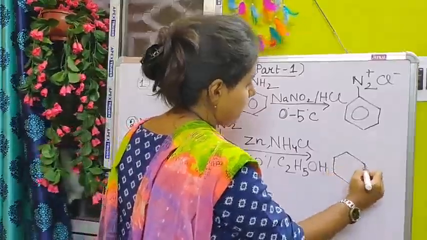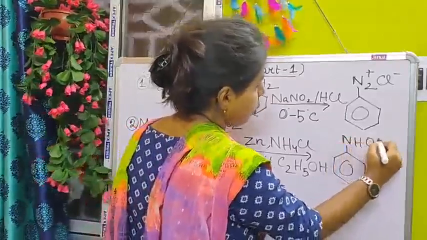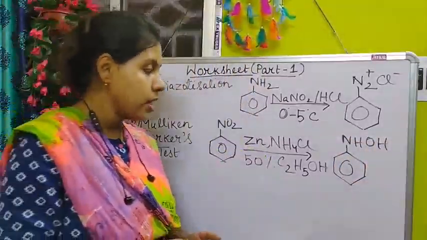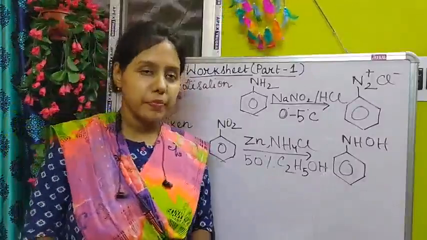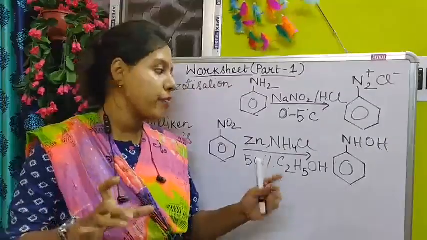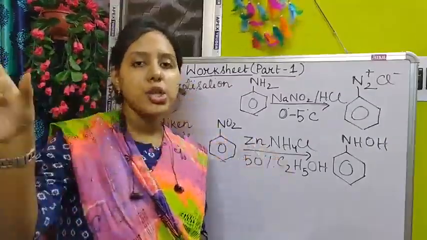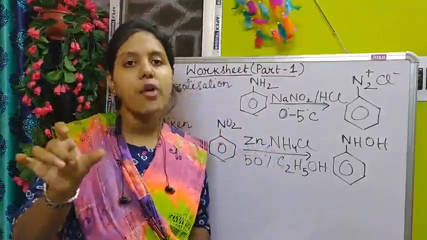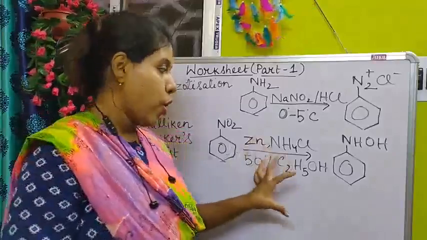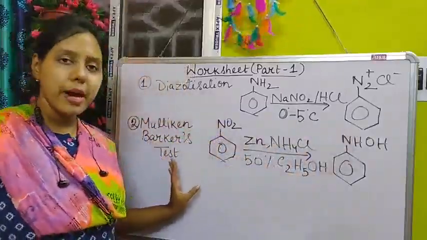From there we will get hydroxylamine, that is NHOH, the substituted hydroxylamine in the first step. In your notes you can find this reaction under the point reactions of nitrobenzene, or reduction of nitrobenzene in neutral medium. The neutral medium reaction you also have to write under the Mulliken-Barker test.